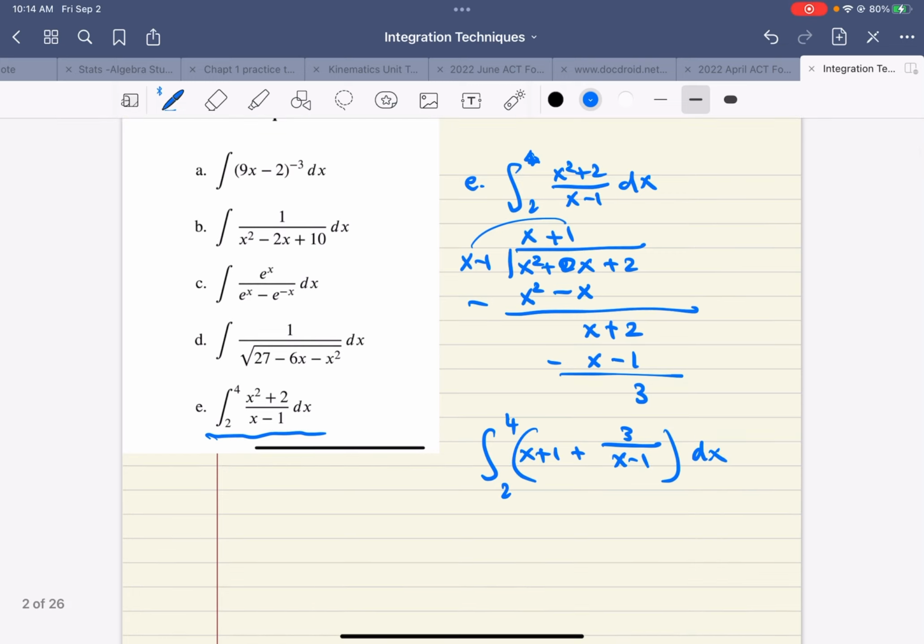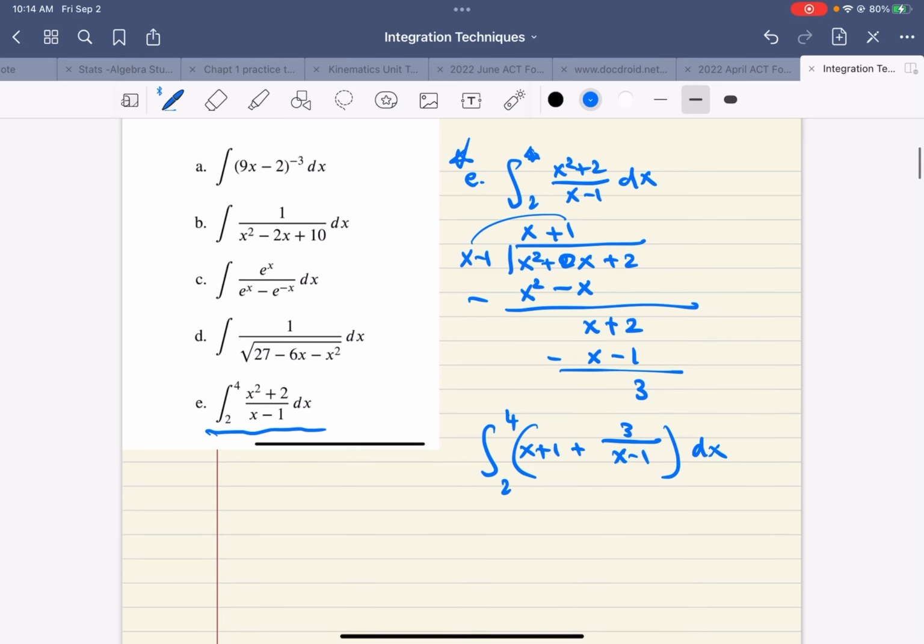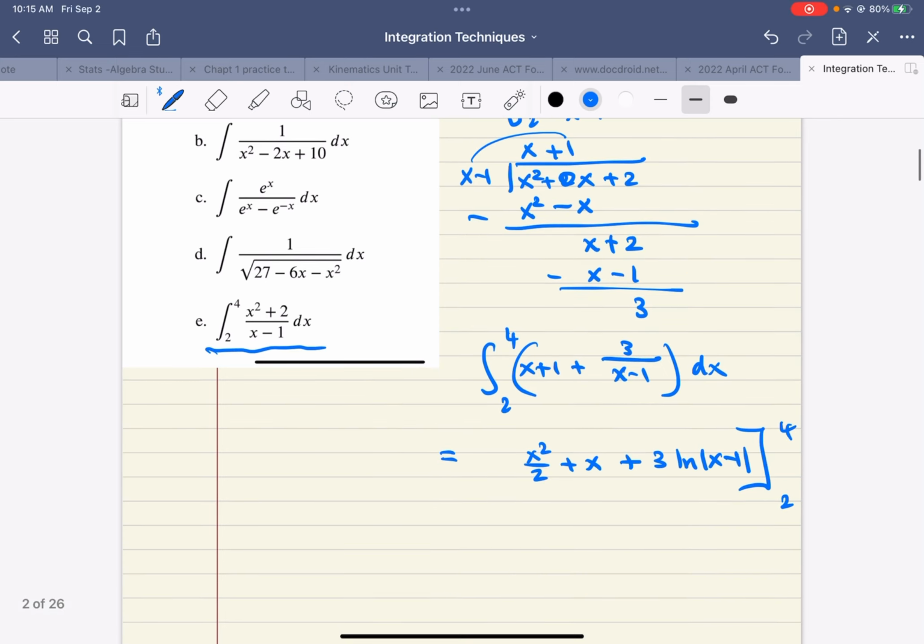Okay? Using long division. So it's important. People don't know what to do about it, but make sure if it's a numerator, power is higher than denominator, make sure you do long division. Or it doesn't have to be greater, it could be equal, then also long division. Okay? So now here, x squared over 2 plus x plus, when I'm taking antiderivative of that, this one 3 ln of x minus 1, right? Between 2 and 4. So now you plug it in.